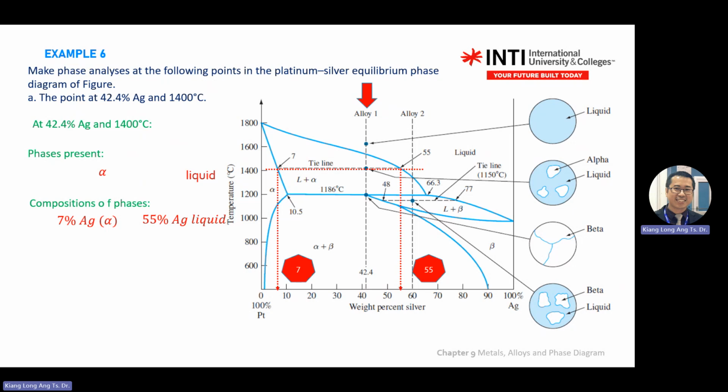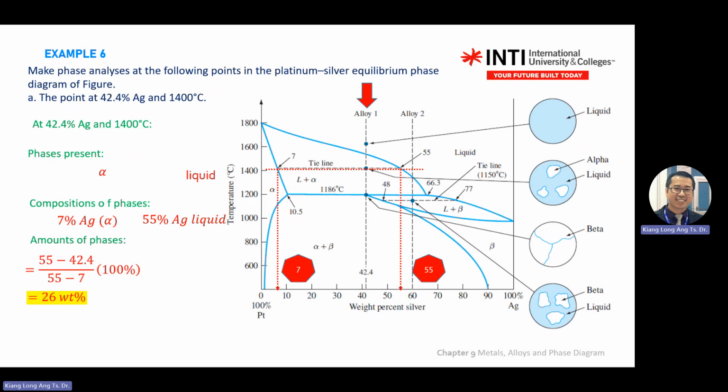It's important you write what is the name of that one. Don't write Pt. Don't write wrongly. So the third one is amount of phases. You need to calculate the amount. Okay, amount of phases uses the tie line equation. So solid is what? Here divided by total length. So it's 55 minus 42.4 divided by 55 minus 7, multiply 100.